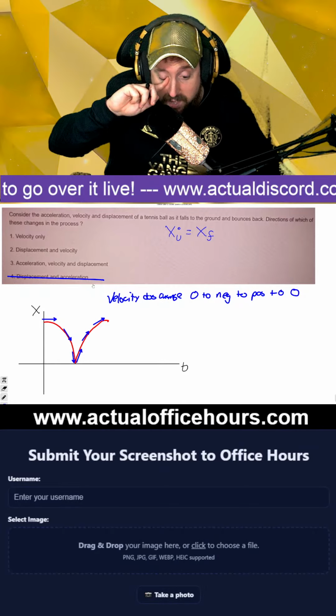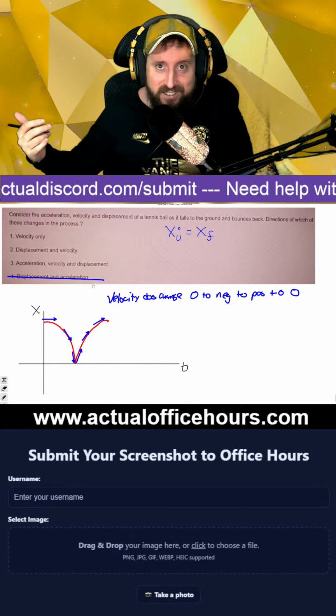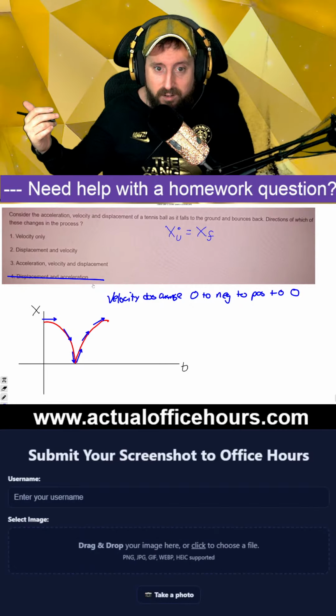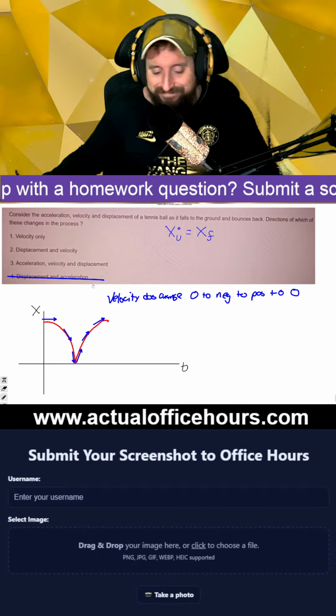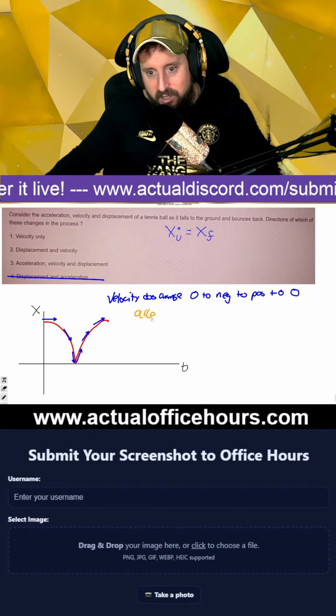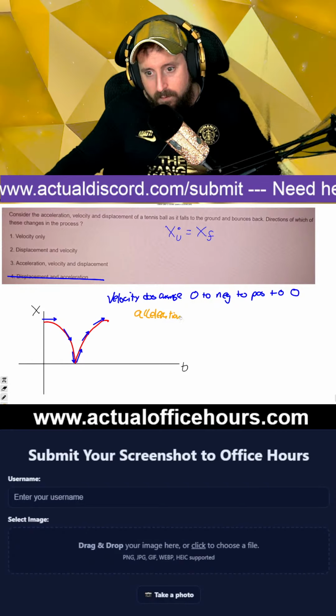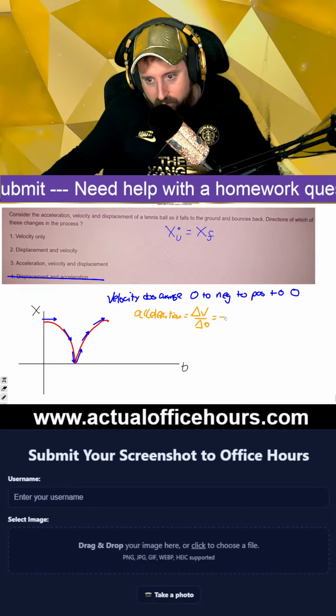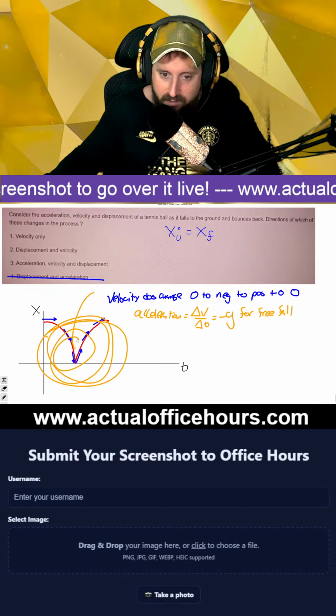Relative to the x-axis, which is like the y-axis technically here. I know we're kind of messing up on that. Okay. If we talk about acceleration, it is equal to delta v over delta t, which is just always equal to minus g, instantaneously fast here.